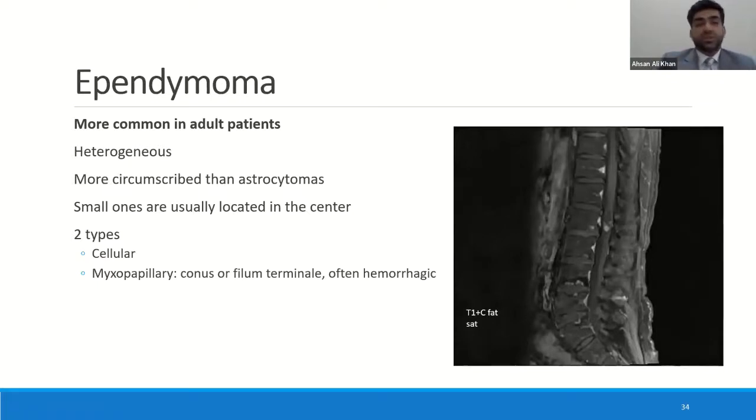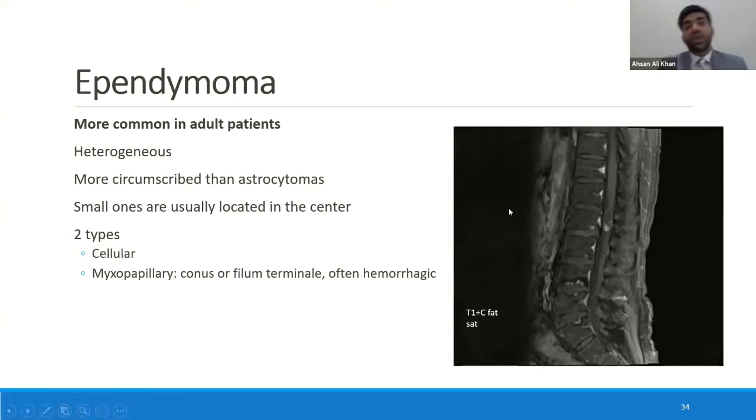Ependymomas are the second most common intramedullary tumors. Ependymomas and astrocytomas, only these two types, make around 70% of the total intramedullary tumors. So it's very important that you have a good understanding of these two tumors. Ependymomas are more common in adult patients, and they have heterogeneous enhancement. They are more circumscribed than astrocytomas, right? If you look here, the small ones are usually located in the center because they originate from the ependymal cells.